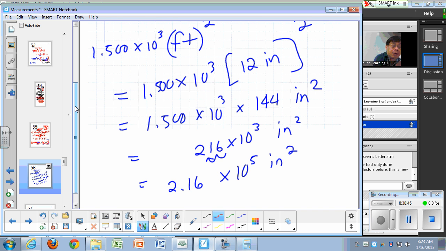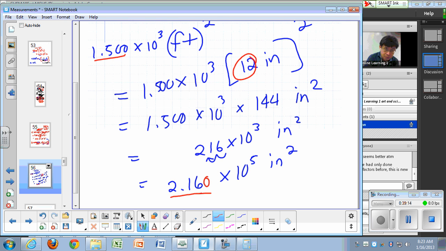If you look at the original number, how many sig figs does it have? 4, so my answer should have 4. So this should be written as 2.160 times 10 to the fifth square inches. Yes, the number 12 here, by definition, is exact.